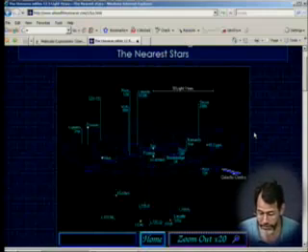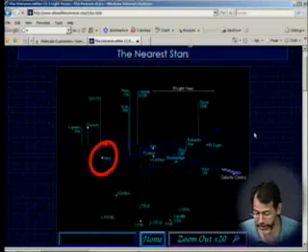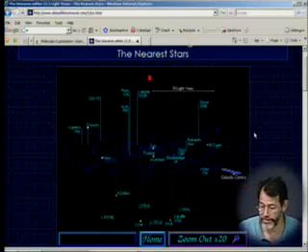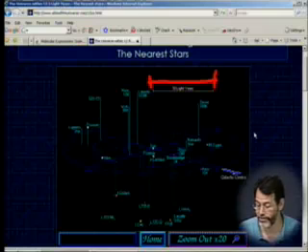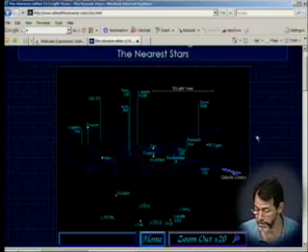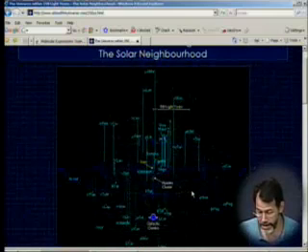Other bright stars, Sirius, really bright, would light up the local neighborhood. The galactic center is in this direction, as it says. There's lots of other stars. Here we see the scale is 10 light years, so it takes light 10 years to go that distance. Okay, so let's zoom out. And we see other stars here.